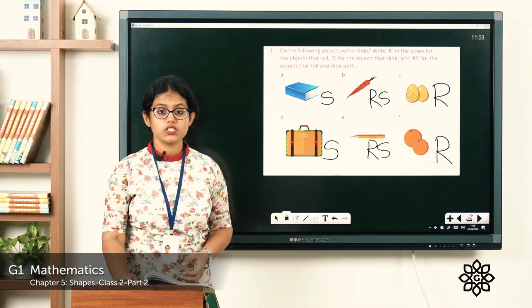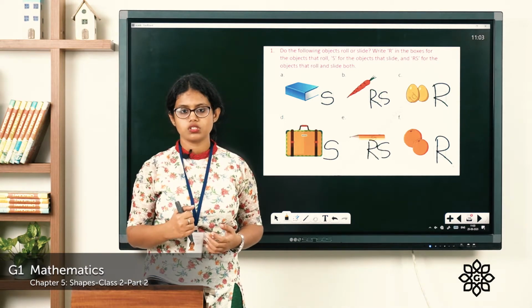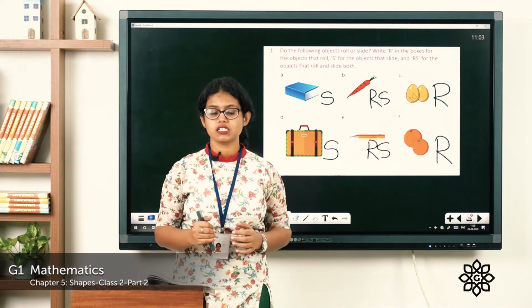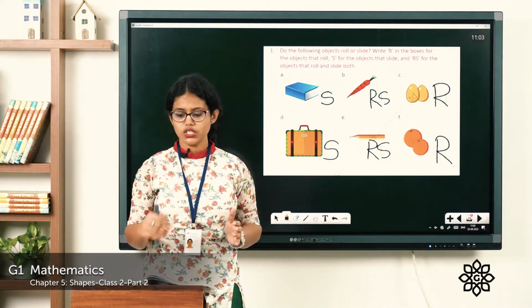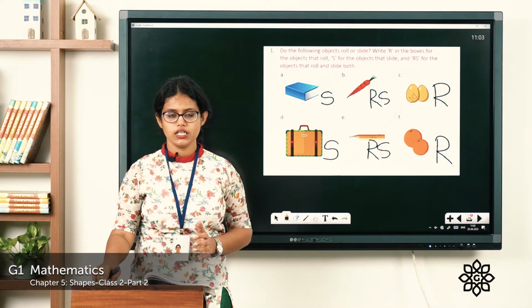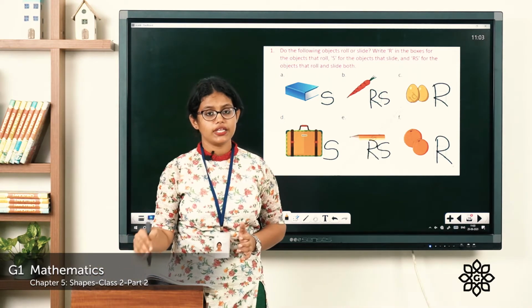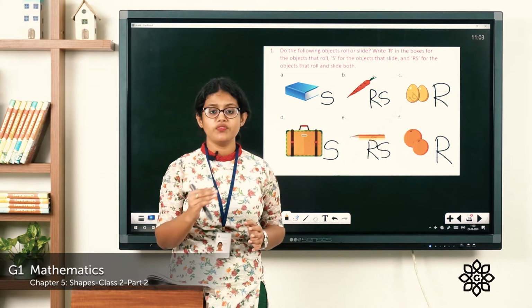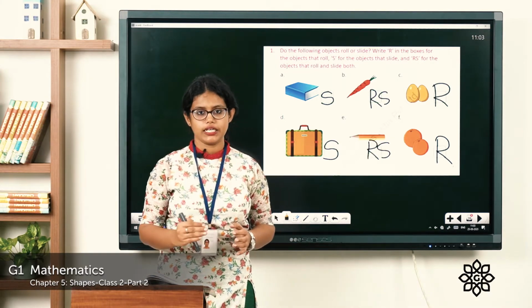And there is an activity for you that you can do. Then you will be more clear about the concept of rolling and sliding. For this you need a wooden board, and you can use the things given here to do this activity. You can do this activity with the help of your parents, and you will be much clearer about rolling and sliding.